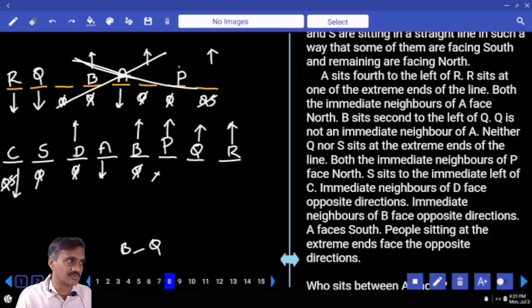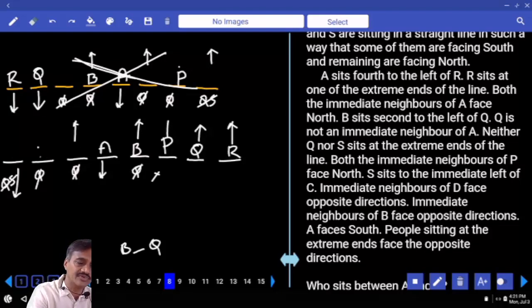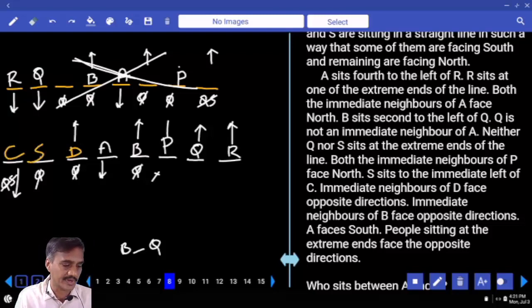Any other possibility we have along with this one? Then can we have D at this place or not? Yes. Now if D is here, immediate neighbors of D facing opposite is valid, whereas S and C must be adjacent to each other. Is it possible? No. Hence finally D is at this place. Now follow here, S is here. Done. And this is about question numbers 8 to 11.